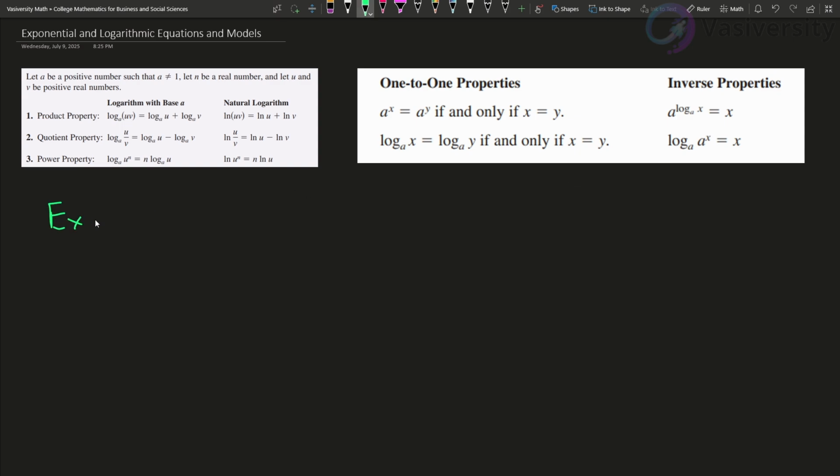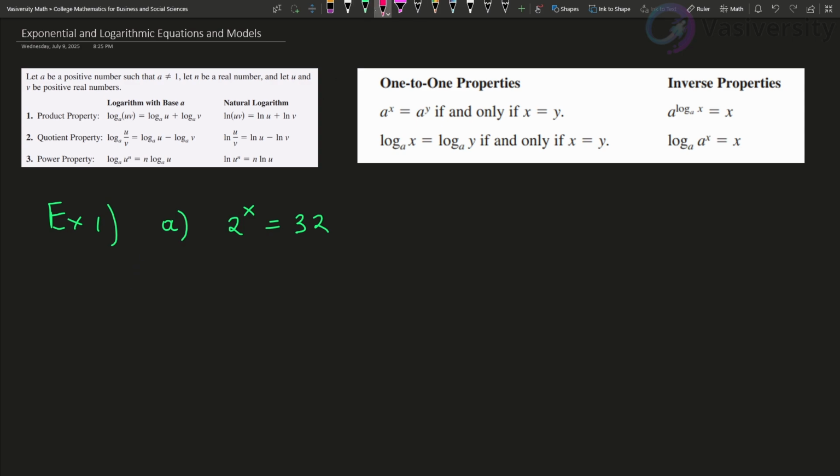So example 1, let's say A. We have 2 to the power of x is equal to 32. We're trying to find the value of x. There are multiple ways we can do it. We can do it through logarithms. We can apply logarithms with base 2 to both sides to cancel out the values, and once we cancel out the values, we can find the logarithm of 32. So we can do it like this.